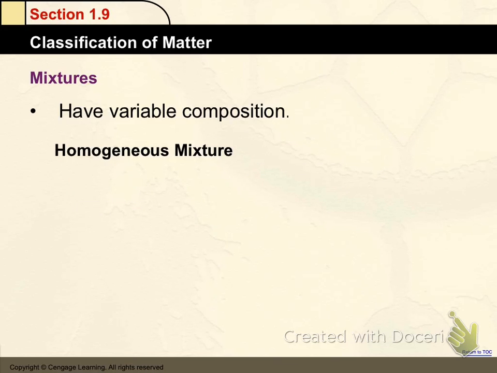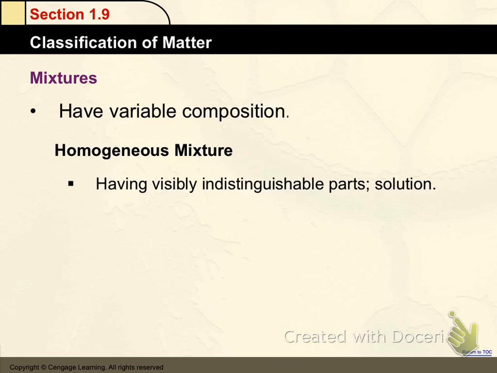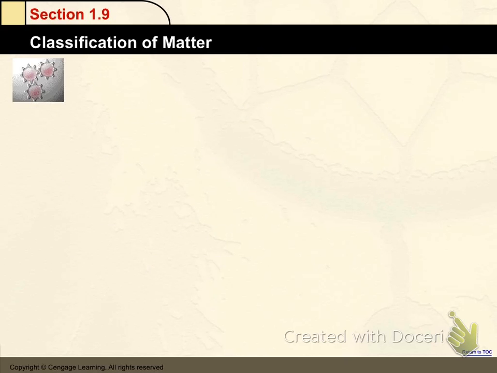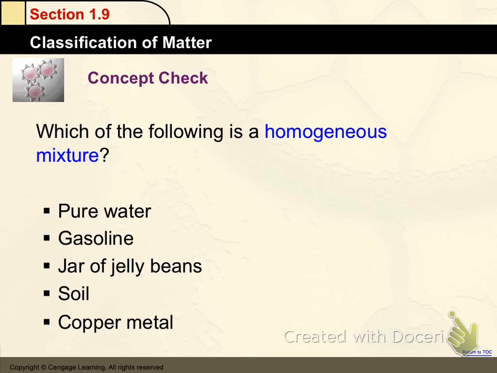A homogeneous mixture is the first type of mixture. It has visibly indistinguishable parts, so a solution would be a great example. So as I said before, sugar water is a homogeneous mixture. Your blood is a great example of a homogeneous mixture. And the other type of mixture is a heterogeneous mixture. These have visibly distinguishable parts, so we can actually see the differences between the two. Gravel, again, being a good example there.